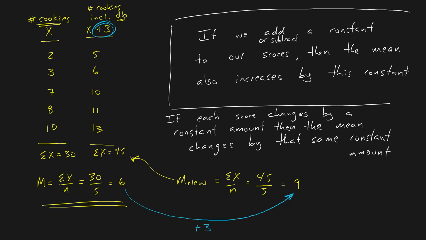Okay, so that one is generalized now to addition and subtraction. So the example we just did was addition, but if you had gone through and subtracted 3 from all of these, you would have found that you could apply this one. We would have gone from a mean of 6 down to a mean of just 3 if we had subtracted 3 from all of these.